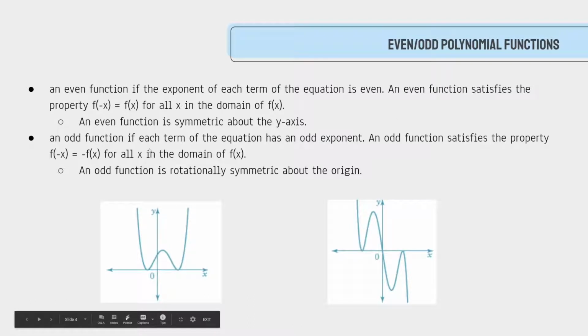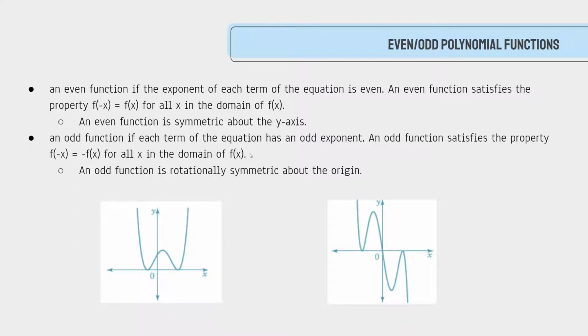Even and odd polynomial functions. An even function is one where the exponent of each term is even, so the whole function is even. An even function satisfies the property f of negative x equals f of x for all x in the domain of f of x. An even function is symmetric about the y-axis.